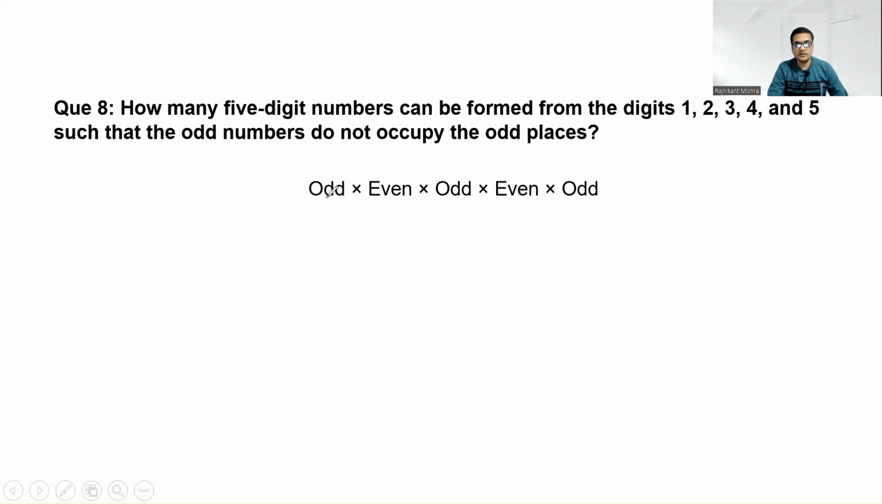Now according to question, we cannot put odd numbers at odd positions, or we can put only even numbers at odd positions. Here there are only 2 even numbers, 2 and 4, means for first position we have only 2 choices. For third position we have only 2 choices, and for fifth position we have only 2 choices. And at even positions we can put any of these 5 numbers. So number of choices is equal to 5 and 5. Now multiply all these numbers. The final answer is 200.